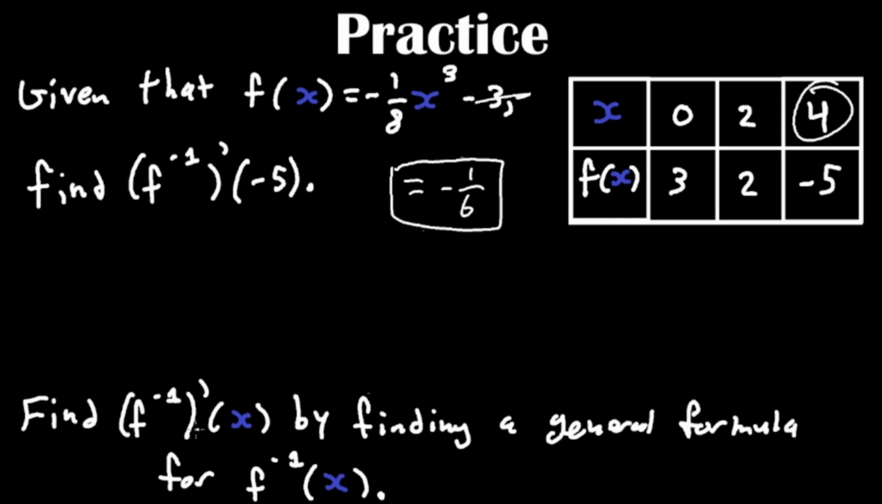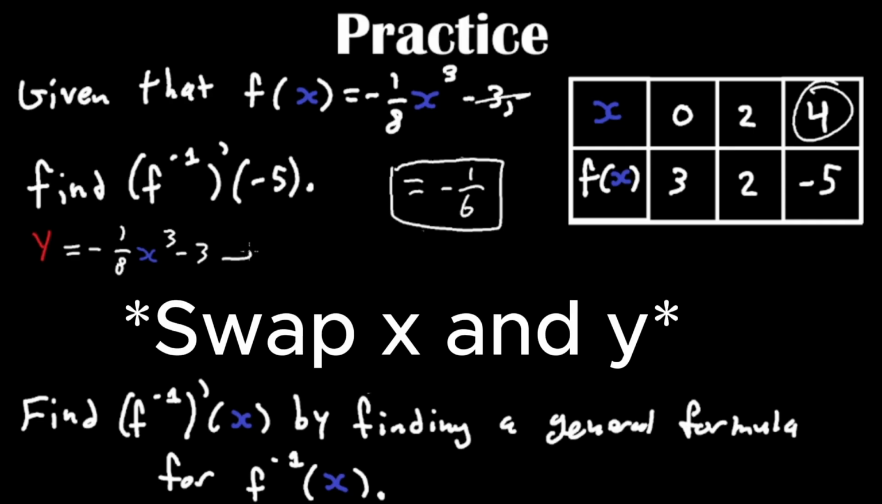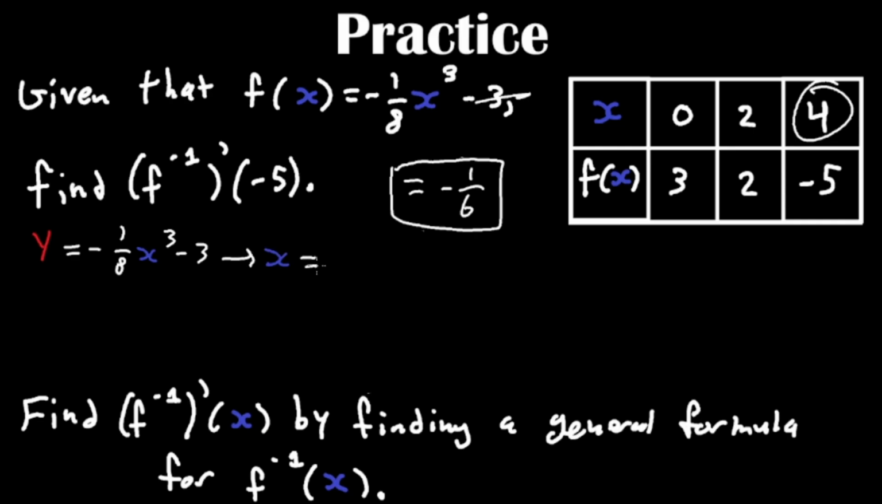Alright, this second part asks us to find a general formula for f inverse of x, and then use that to find a general formula for the derivative of the inverse function. We have that y is equal to negative 1/8 x cubed minus 3. This is the same thing, we're just writing it with y instead of f of x. To get the inverse, we just solve x is equal to negative 1/8 y cubed minus 3. Well, the first step is just to isolate all the stuff with y, which is on the right side. So let's add 3 to get rid of that negative 3.